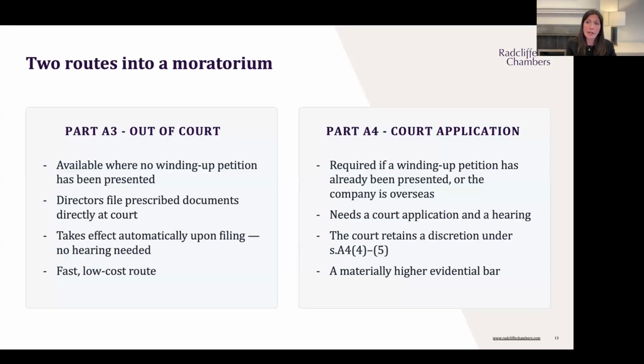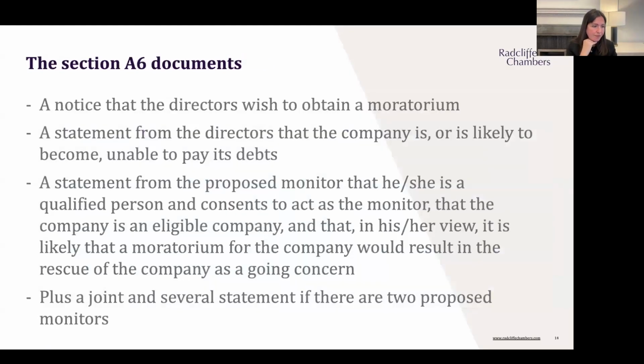There's a pretty low evidential bar on a Section A3 filing at court. You do need your monitor to have certified the company is likely to be rescued as a going concern, and you consent to act as the monitor. But you need a lot more on a court application.